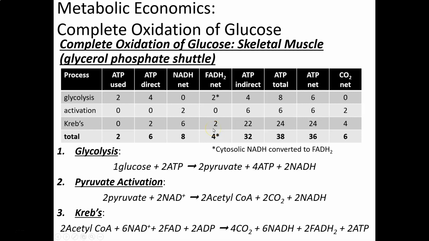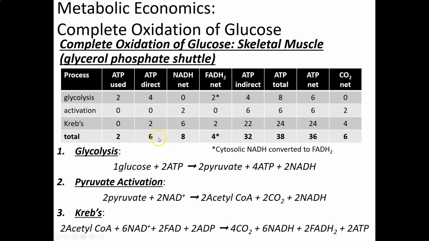So how many ATP indirects did I get? Well, 8 times 3 is 24. 4 times 2 is 8. 8 plus 24 is 32. And you can add these up: 6 and 4 and 22 is 32.